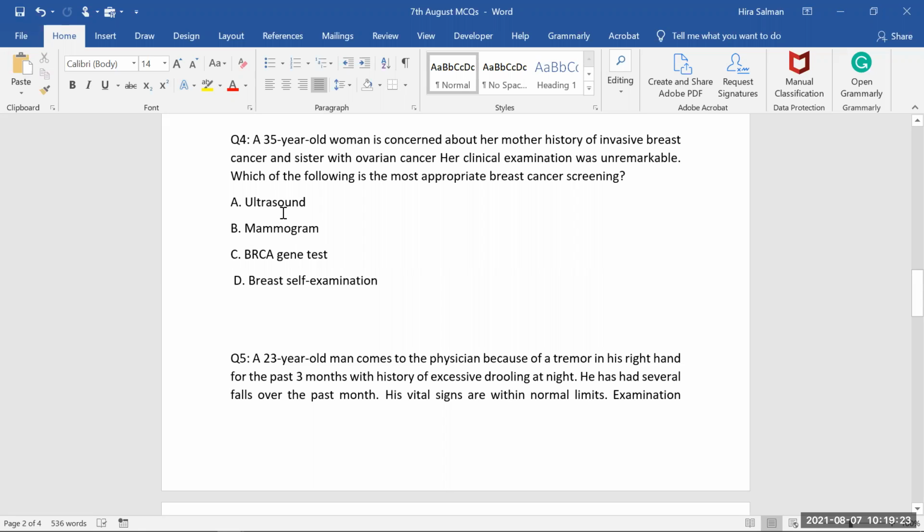So we will not go for the ultrasound. Ultrasound is not considered a breast screening tool. BRCA gene testing again will not be considered for this one. Especially for breast cancer, we are not bothered about BRCA one. Breast self-examination is something to do every month after menses. That is a normal thing the patient can do, but it has nothing to do with the screening part. So for screening, we will always go for mammogram. You will counsel this patient that at the age of 40 years, she should undergo mammography every 2 years. Why? Because she has a strong family history of breast cancer, because her mother had invasive breast cancer.